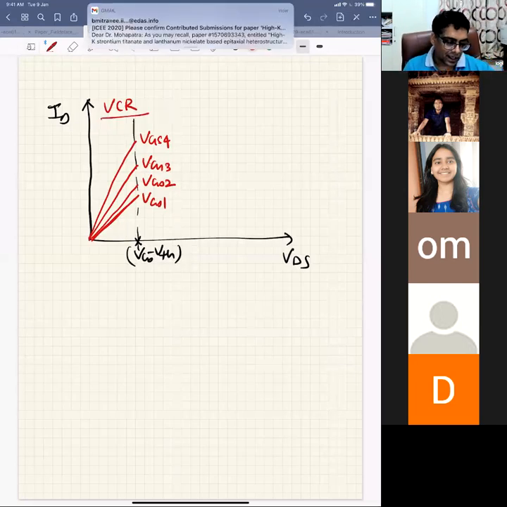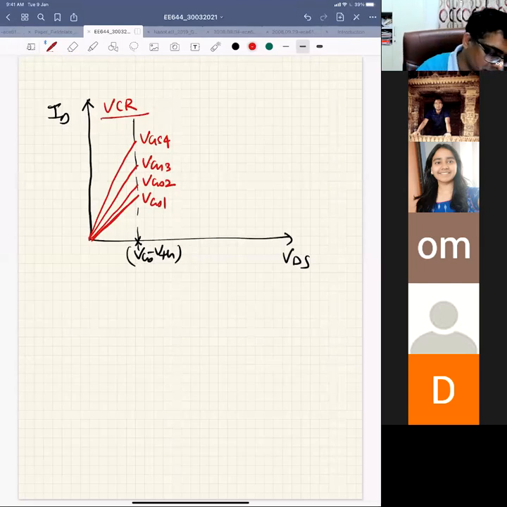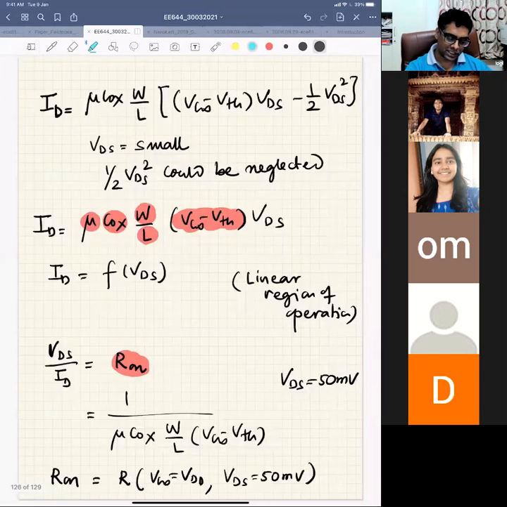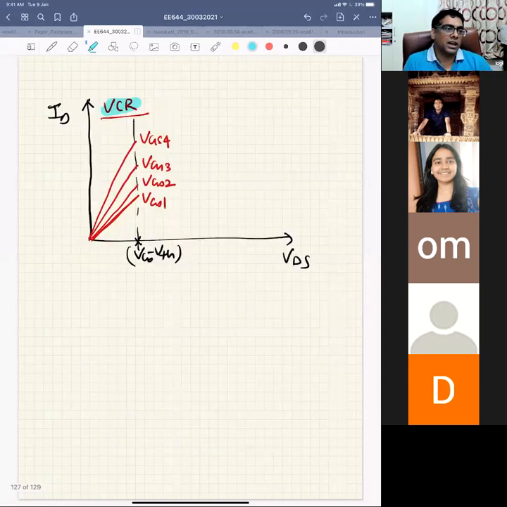So this region we call the voltage controlled resistor, right? Your transistor is operating in the linear region, but your resistance is a function of your gate voltage. That means I could control the resistance of the transistor by changing the gate voltage. So you have R1, which is also a function of VGS, so your resistance will change with VGS. If you go on increasing VGS, your resistance will decrease. That means the conductivity of the channel, the conductivity of the transistor, increases. So in this region of operation, your transistor behaves as a voltage controlled resistor.